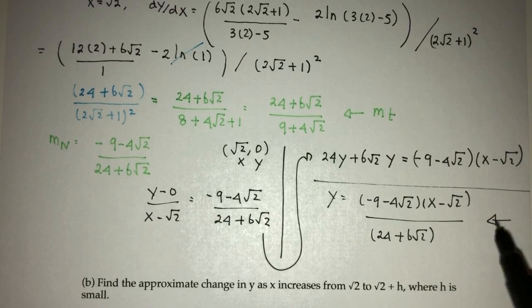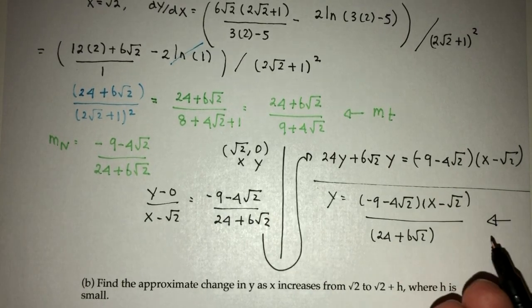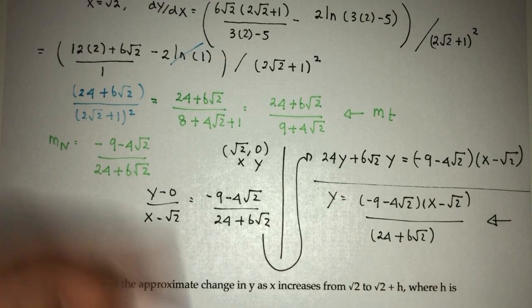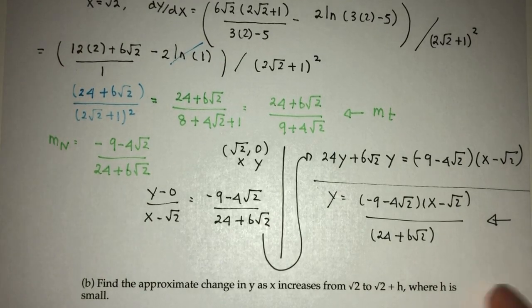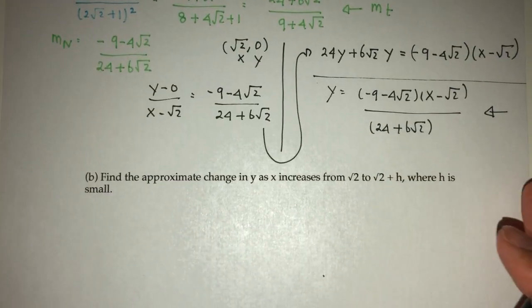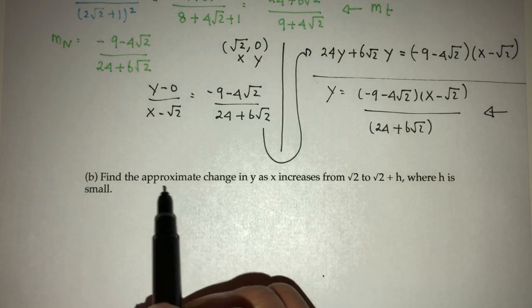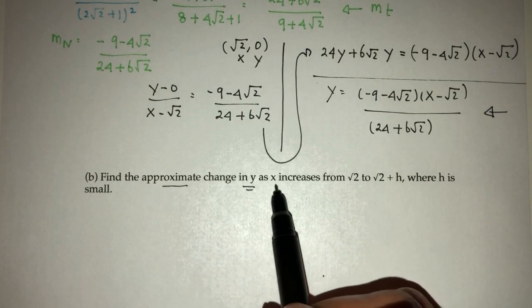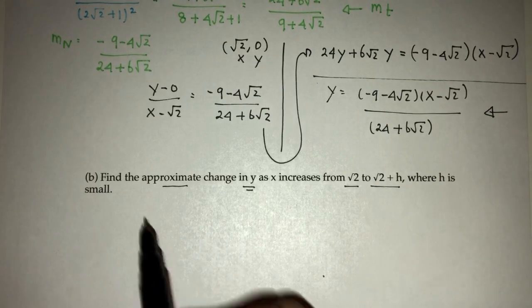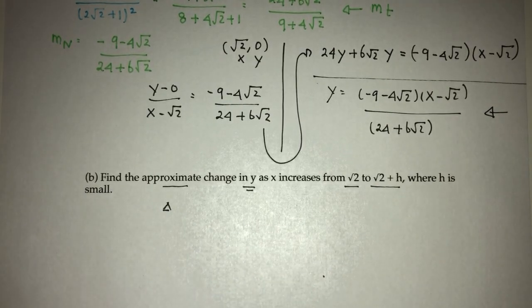Now you can definitely simplify this if you want to, up to you, but I have no more space, so I will stop right here. Now for part B, find the approximate change in the value of y as x increases from this to this value. So this one is pretty easy. You just have to know the formula.